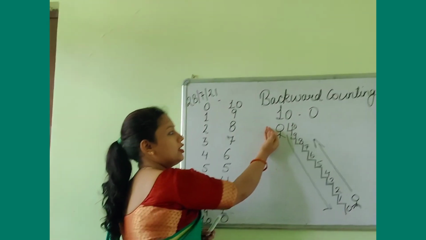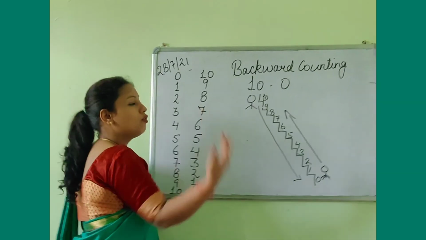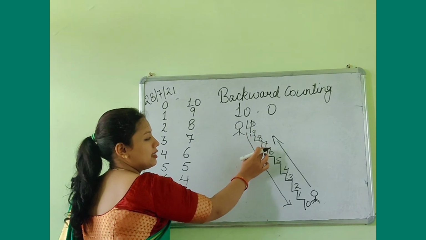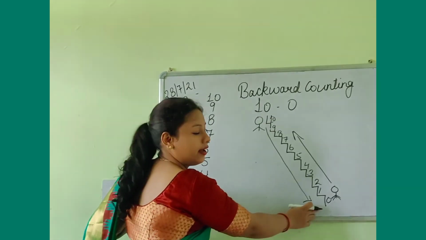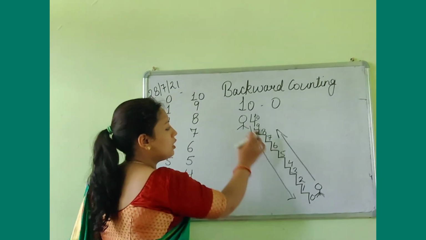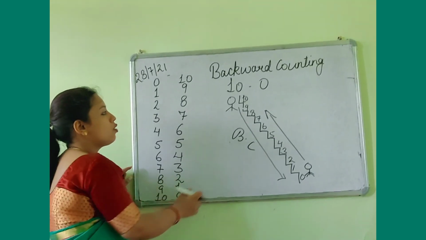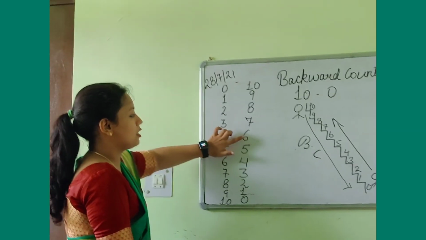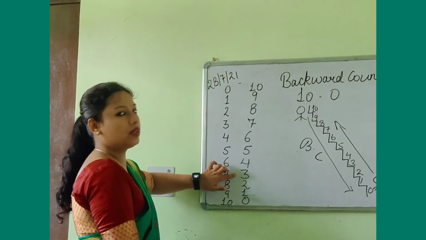Now, when he reached here at the 10th stair, he wants to come back. He wants to move back. So, he will move from 10 to 9, 8, 7, 6, 5, 4, 3, 2, 1 and he will reach here, one stair down, that is 0. So, this will be the backward counting. This is called backward counting. So, how will we write? We will write like this: 10, 9, 8, 7, 6, 5, 4, 3, 2, 1, 0. This is the backward counting.